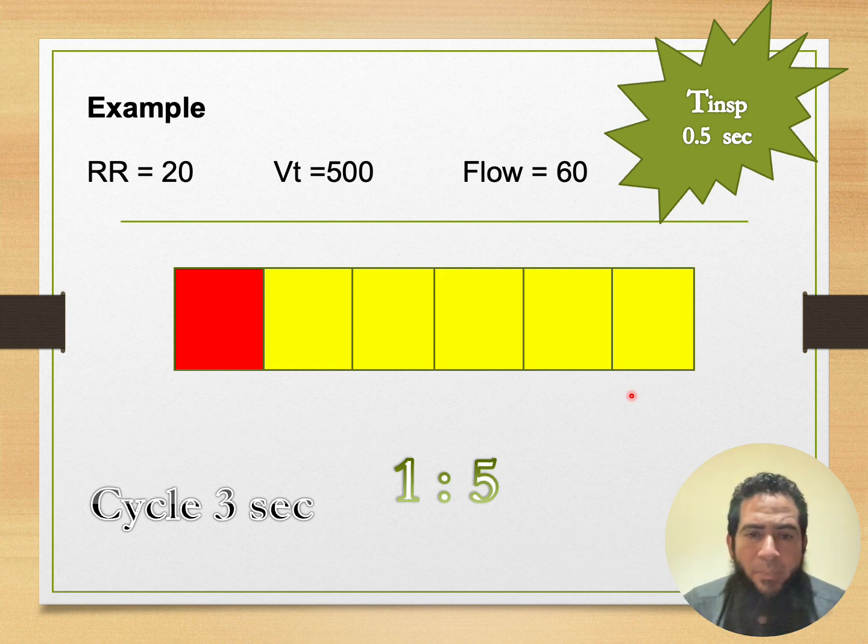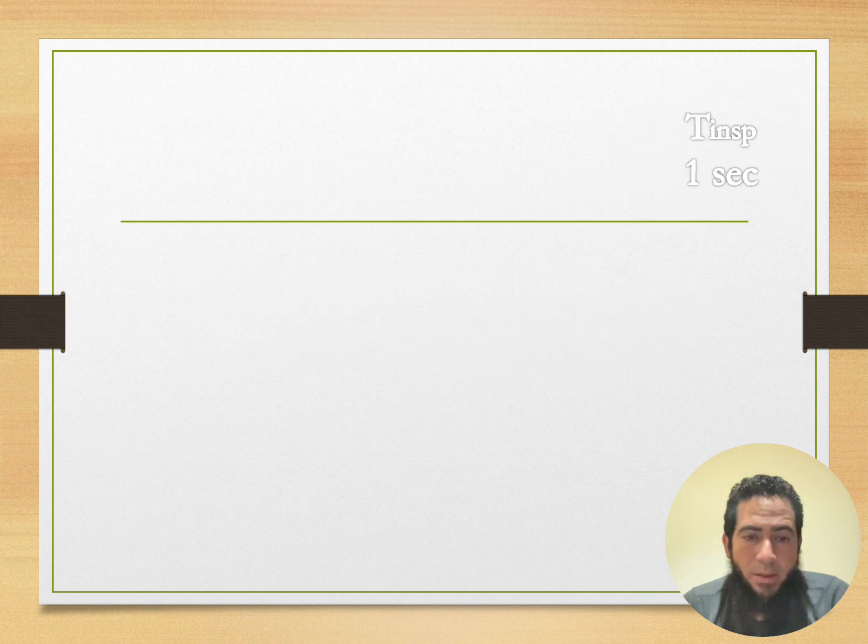So this is actually how you manipulate the IE ratio. In the previous example, the IE ratio was 1 to 2. Now it's 1 to 5. It's only by changing the flow velocity or the flow rate. Another example, we will just quickly discuss.